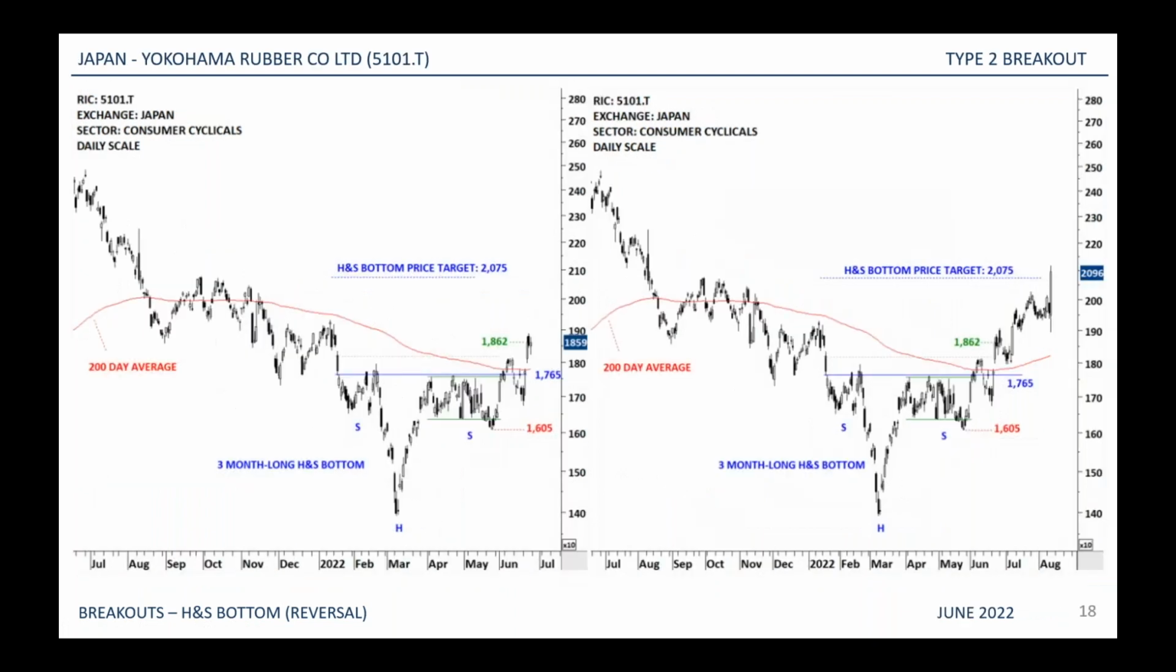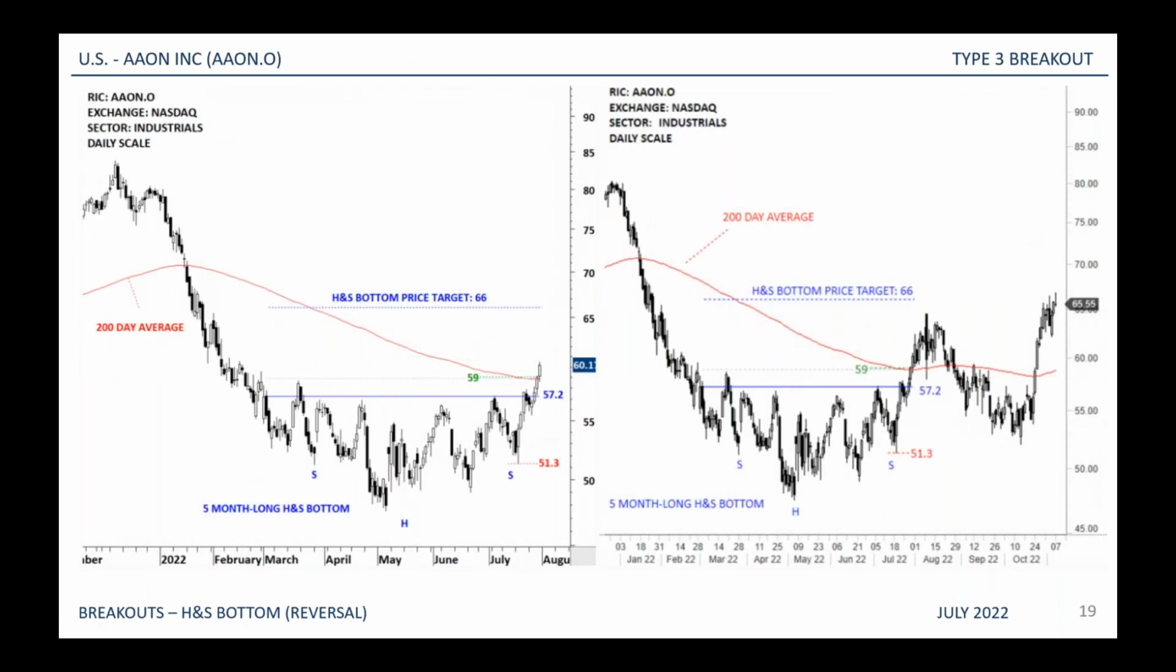Type 2 breakout is once the breakout confirmation is received. It was a Japanese company, Yokohama Rubber, breakout confirmation from the head and shoulder bottom, pullback, stops below 1765 not challenged, even though chart pattern negation is still far. Here we're not challenging the pattern boundary, pulling back to the 200-day moving average, rallying to the price target. So that's type 2 breakout. Let's look at a type 3 breakout.